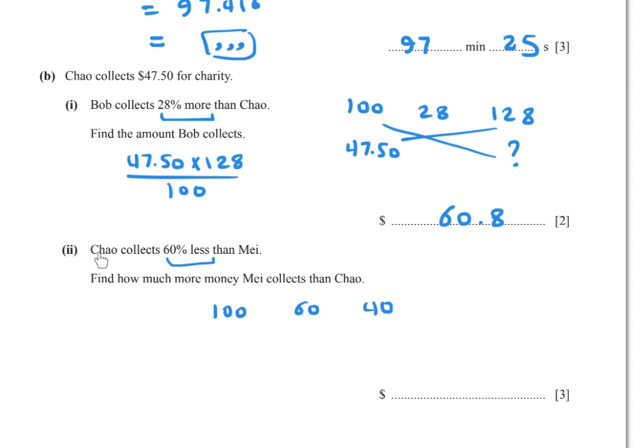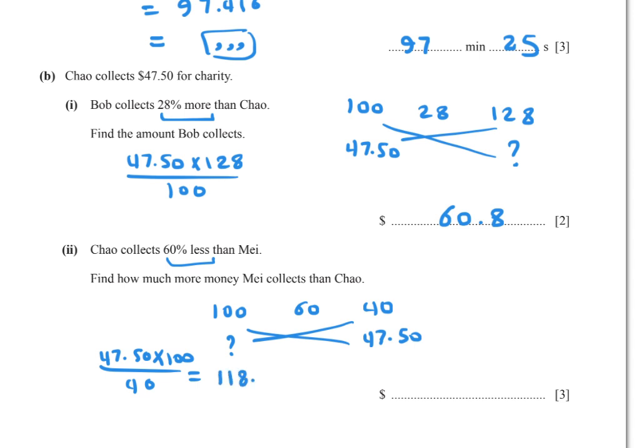60% less for Shaw. Shaw collects 47.50. Now you can find May with a cross multiply. 47.50 times 100 divide 40 equals 118.75.